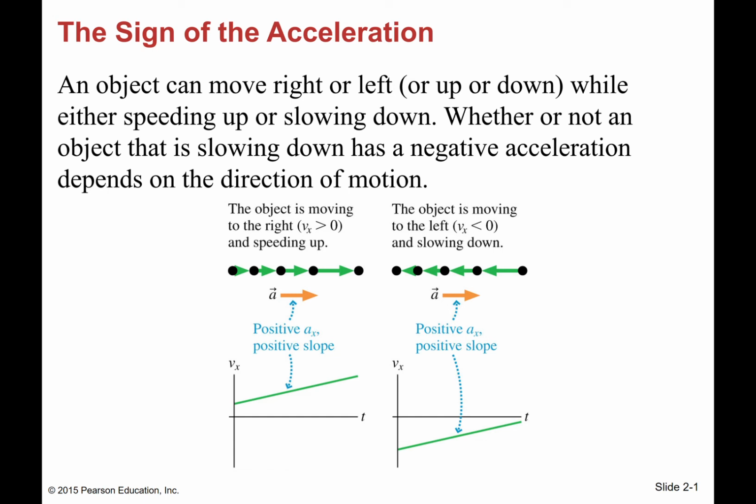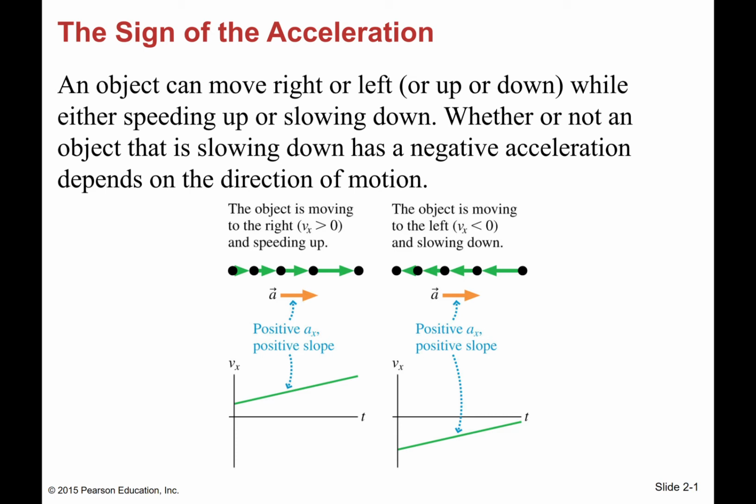Okay, a sometimes confusing idea is the sign of the acceleration. So basically, when is it that the object is slowing down or speeding up? There are four cases, and let's go one by one.